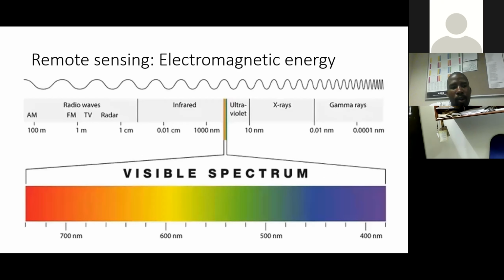The electromagnetic energy is composed of the radio waves, which are the longest waves. We have the infrared, we have the visible spectrum, we have the ultraviolet, we have the X-rays, and the gamma.